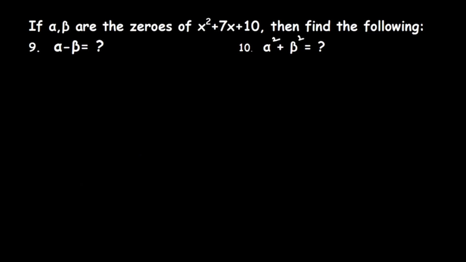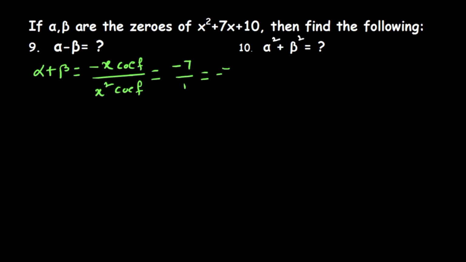Next interesting question, check here. If alpha and beta are the zeros of x square plus 7x plus 10, then find the following: alpha minus beta. Just now we discussed alpha plus beta, how do we get it? Alpha plus beta equal to minus x coefficient by x square coefficient, that is minus b by a, right? So minus x coefficient is minus 7 by 1 equal to minus 7. This is alpha plus beta.